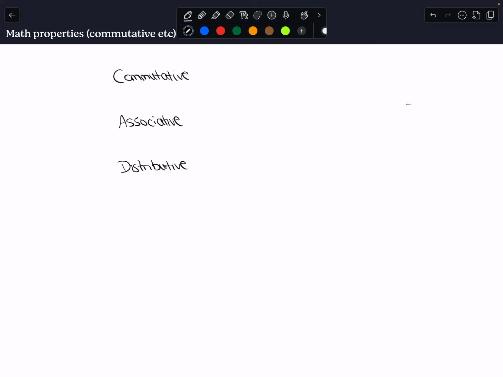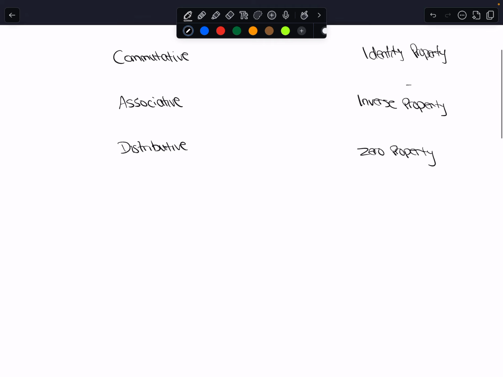This is one set. And then I also have here the identity property, my handwriting, part of my handwriting, the inverse property, and I have this also labeled as the zero property. So we'll be diving into these different types of properties.